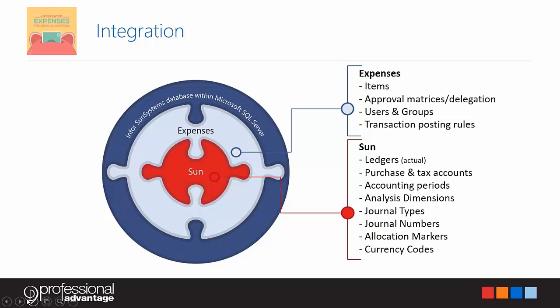Journal types. So create a journal type in Sunsystems and you'll be able to use that in relation to the postings. So just another level of analysis that you are able to use to interrogate all of your information that's posted against Sunsystems. Your journal numbers. When you post an expenses journal, the system will automatically allocate the next journal number within Sunsystems, so there's no missing journal numbers when your auditors come in to audit. Expenses also recognises your allocation markers, and if you are an organisation that is running a multi-currency environment, then all of your currency codes that have been set up within Sunsystems you are also able to access within the expenses module if that is a requirement for you.